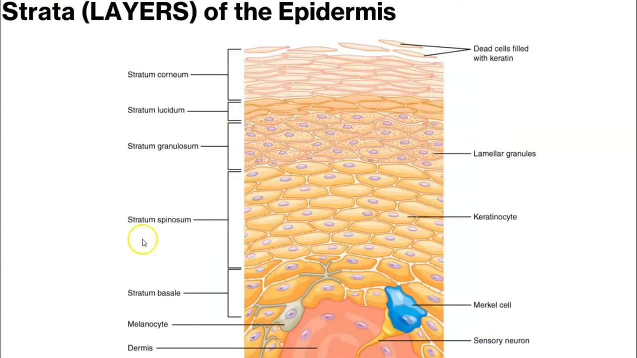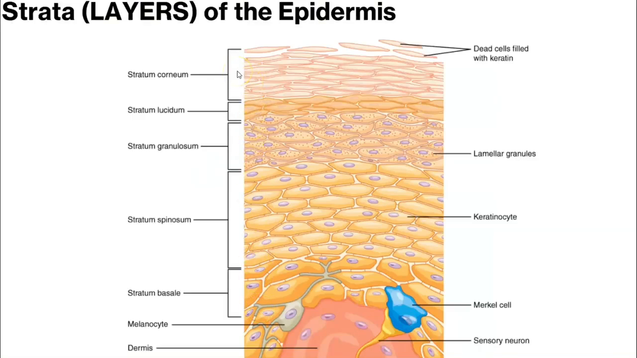You also need to know the layers of the skin. So the skin has the superficial layer of epidermis, and you need to know what type of tissue the epidermis is made out of. The epidermis is composed of keratinized, stratified, squamous epithelium. And you need to know the layers of the epidermis, and make sure you know them in order.